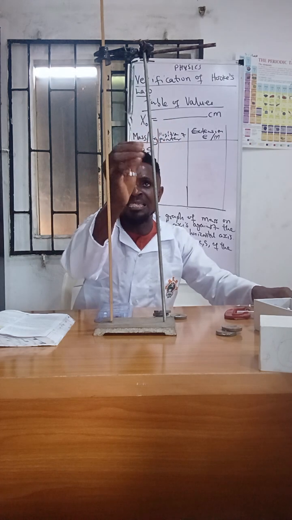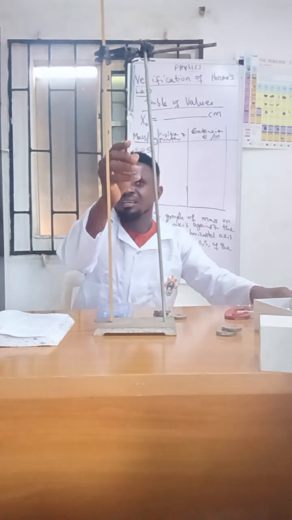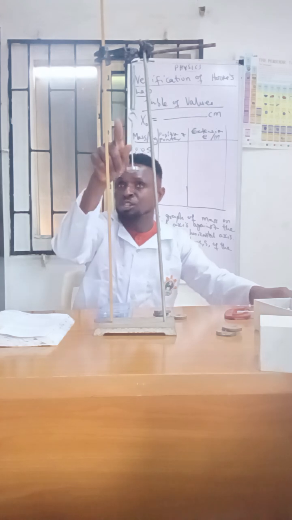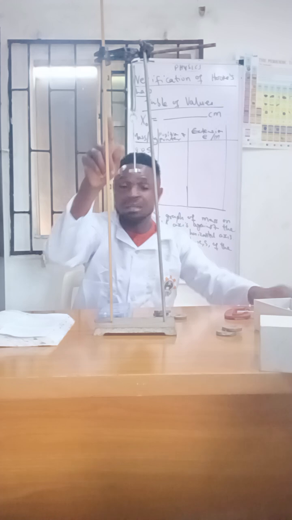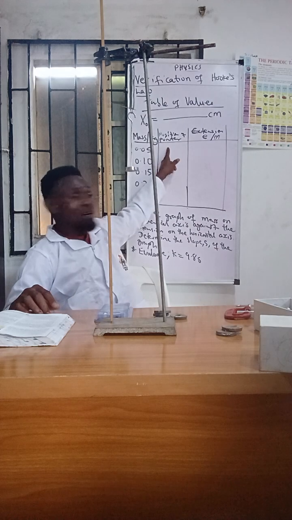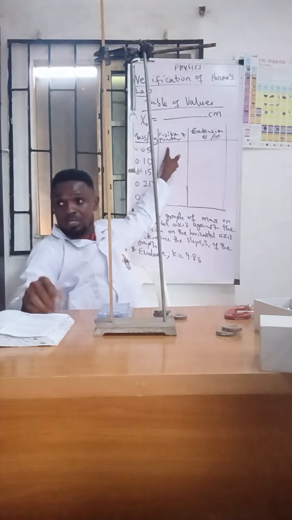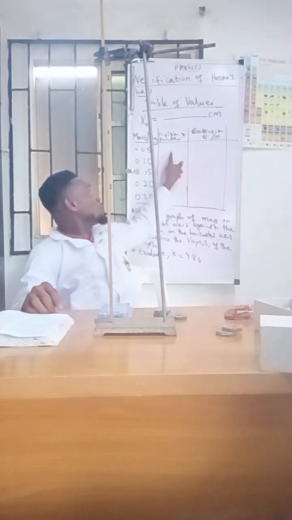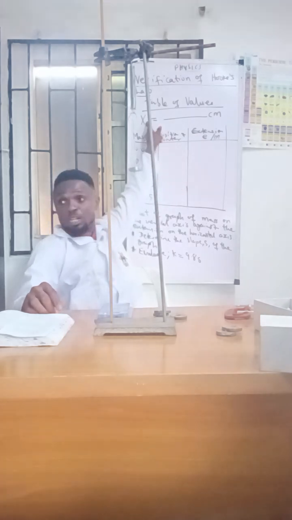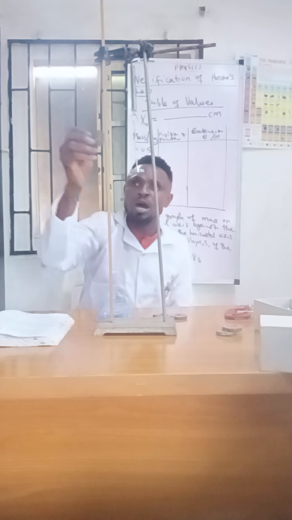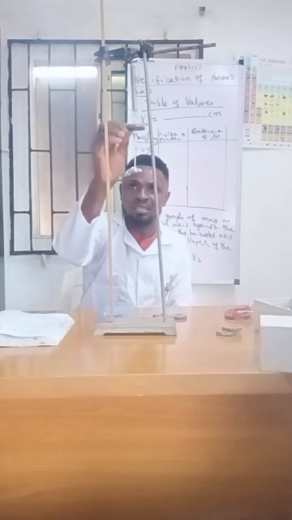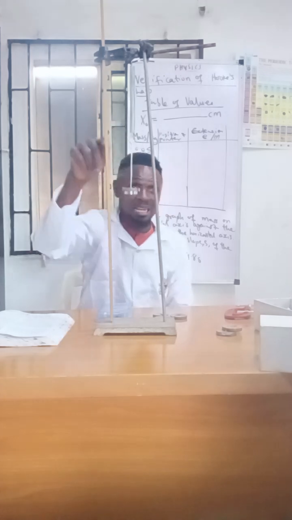As you suspend it, you find that there will be extension. You are going to read the new position of the pointer on the meter rule and record it here. Then, to get the extension, you subtract the original length from it. Then if you watch now, it increases. You put another 50 gram mass on it, and you will see the extension.